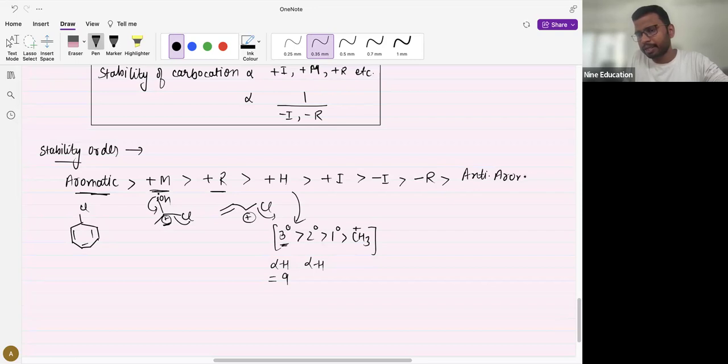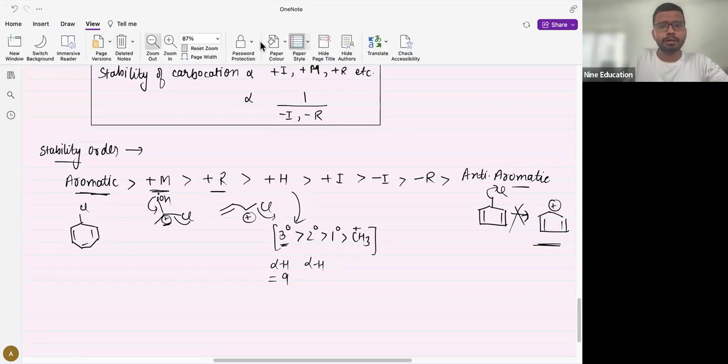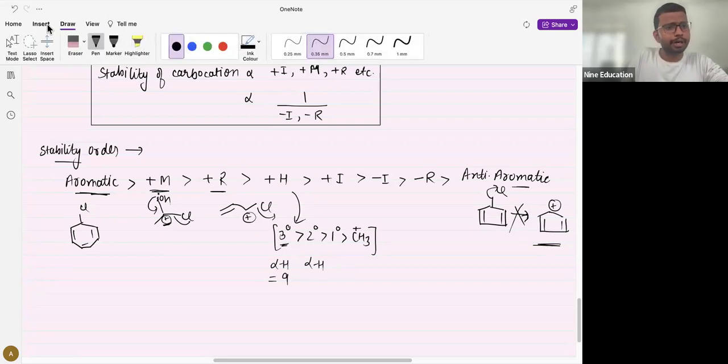If someone is forming an anti-aromatic compound, and now let's say we have this one. Let's say we have a 5-membered ring, and on this I have Cl. If Cl is gone, what will it make here? Positive. So if it is anti-aromatic, it won't go. Cl won't go. So this is the least stable. Anti-aromatics are the least stable carbocations. So this is the order you have to remember for stability of carbocation.